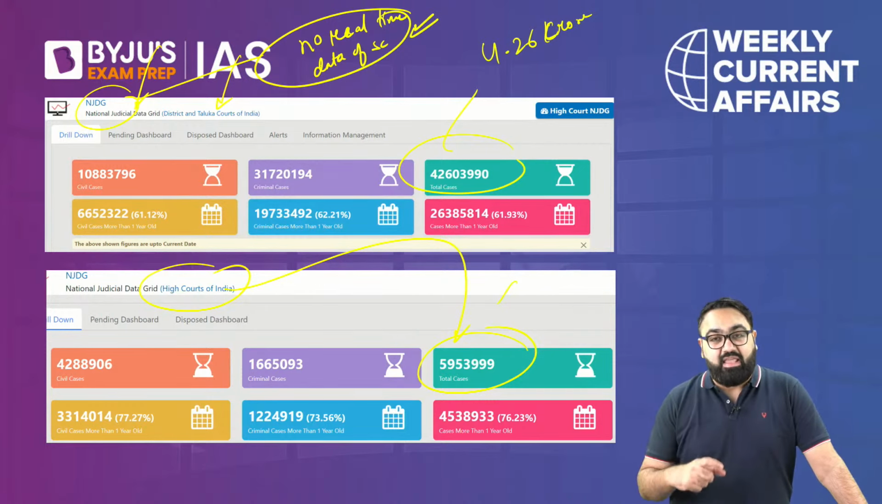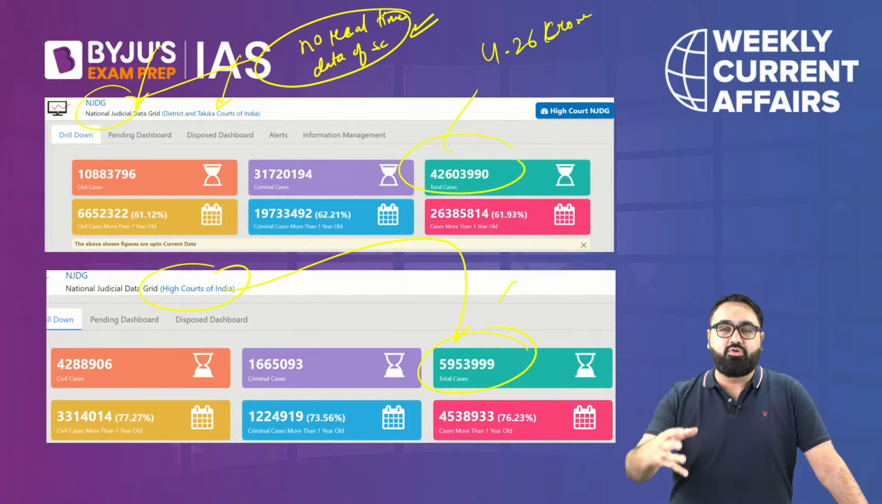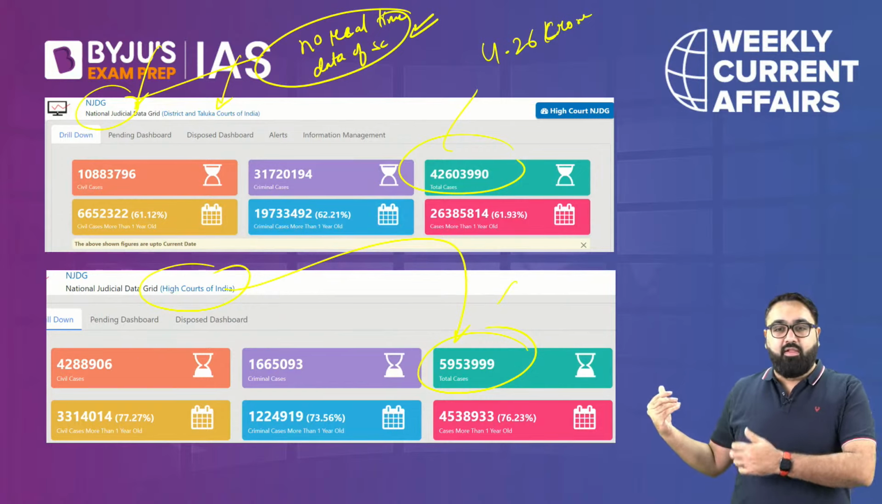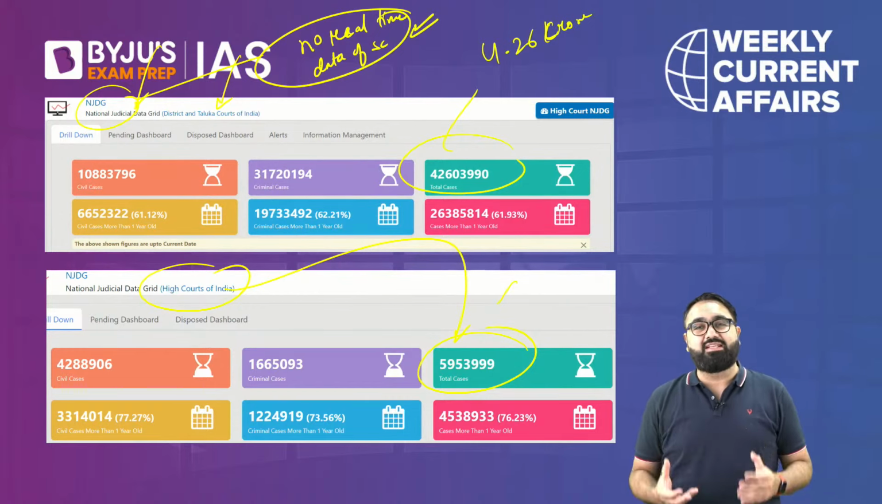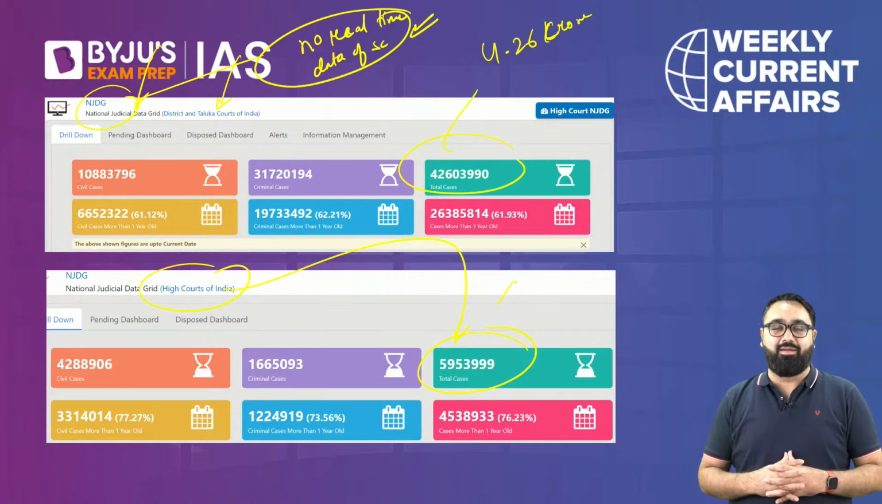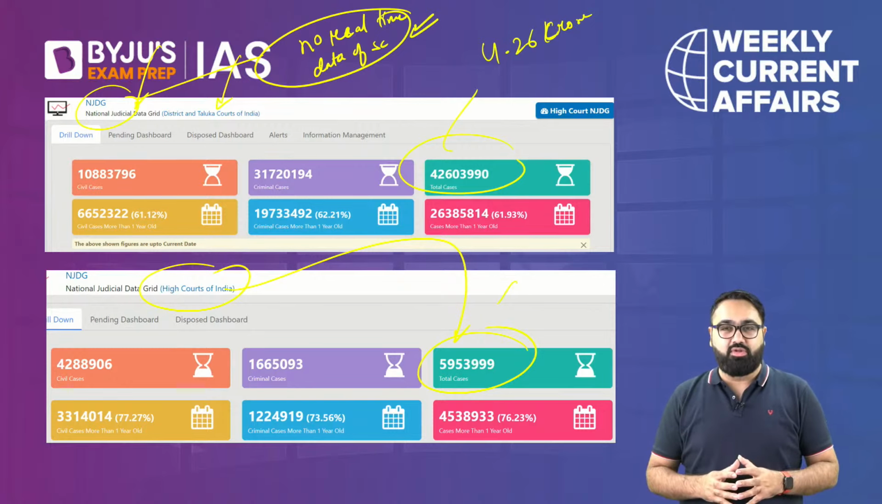But it is very scary to just look at the numbers. Just imagine you having to go to the judiciary, you filing a case and knowing at the back of your mind there are over 4 crore cases that are pending right now. What are the chances that your case will be heard in the coming days? That is why there is an urgent need to look into this.